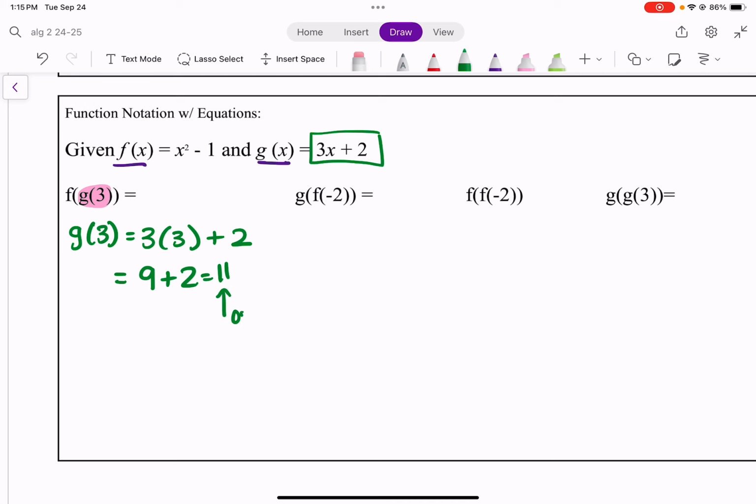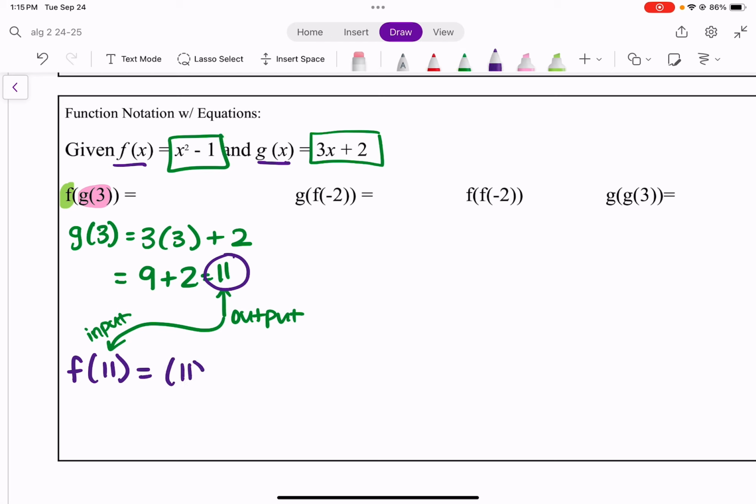So this is my output, right? What's going to happen is I'm going to take this output and it's going to become my input for the next function. So the next function is f. Right? So I'm now going to find f of 11, right? So whatever the output is, it becomes the input. So I'm going to now deal with f. So I'm going to have 11 squared minus 1, which is 121 minus 1, which is 120. So my final answer is 120.